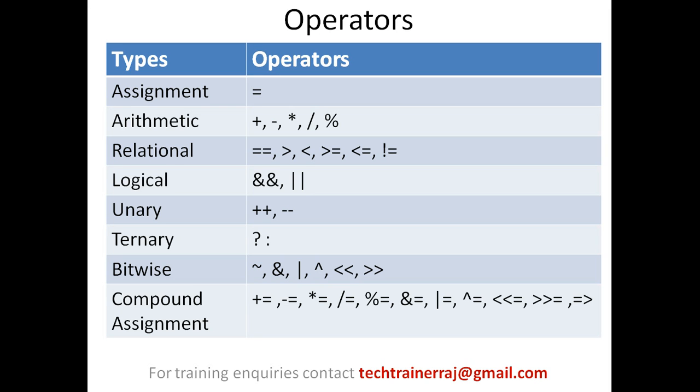Under logical you have double and and double or. Under unary you have plus plus and minus minus. Under ternary you have a question mark followed by a colon. All these operators we will take a look at in the next chapter when we cover the conditions.